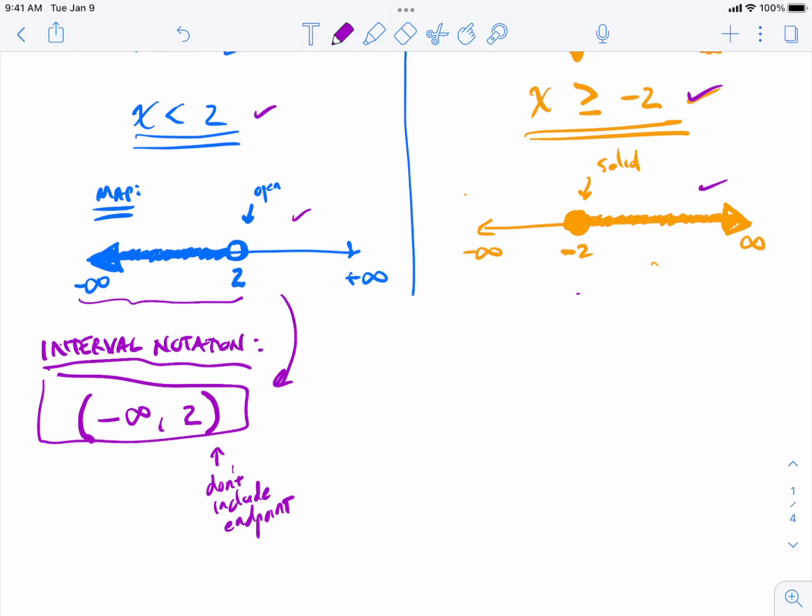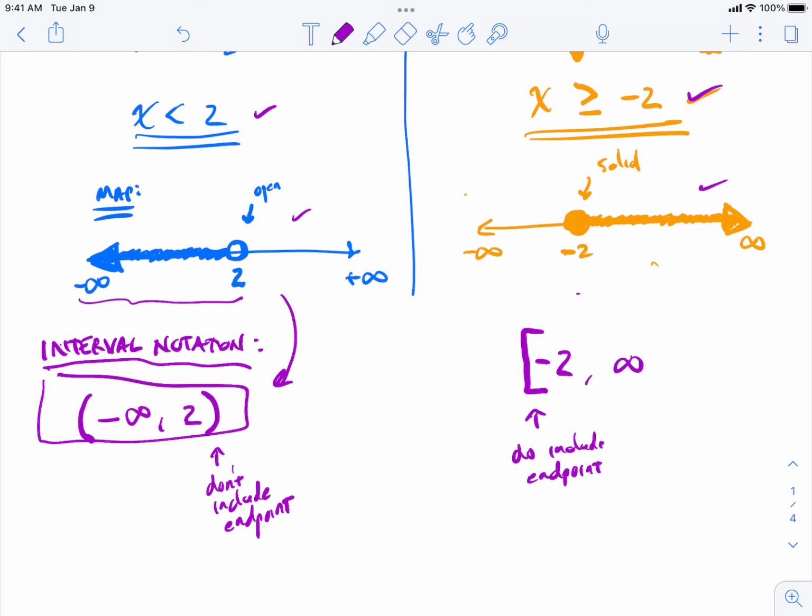How would you write this one with interval notation? Well, you've got negative 2 going to infinity. And we do include the negative 2. That's what the solid dot was telling us. And so we use a square bracket. The square bracket says do include the endpoint. The endpoint here is negative 2. The border, if you will, is negative 2. We include the negative 2 in our set of solutions, so we use the square bracket.